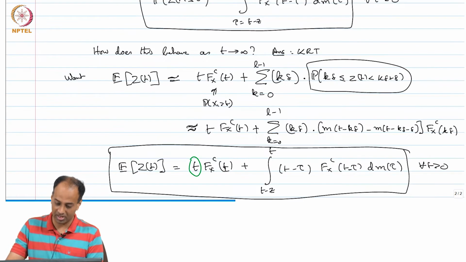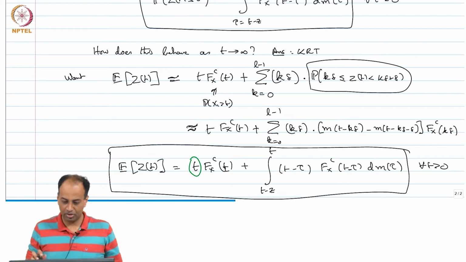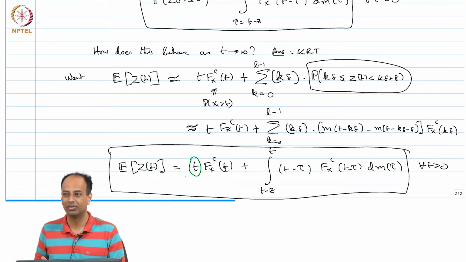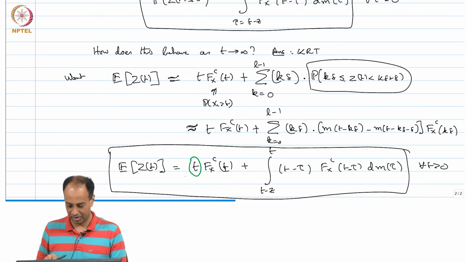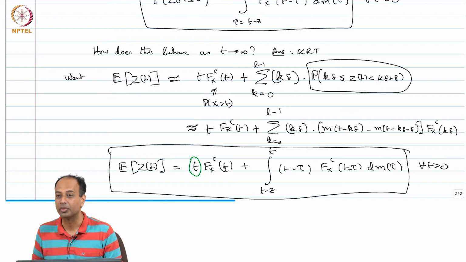Now, again the question is how does this behave as t tends to infinity? If t tends to infinity, the first term, you can imagine, will go to 0, because f x complement of t is going to 0 and it even has finite expectation. So t times f x complement of t will also go to 0. Now, the first term will go to 0 and the second term, what does it go to is the question.